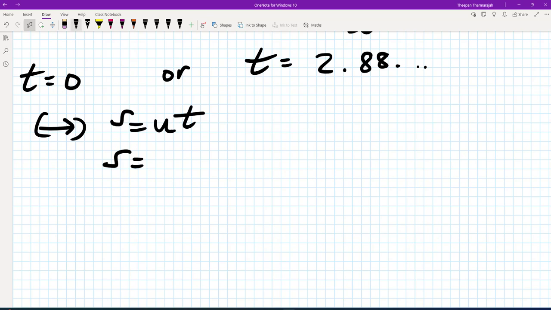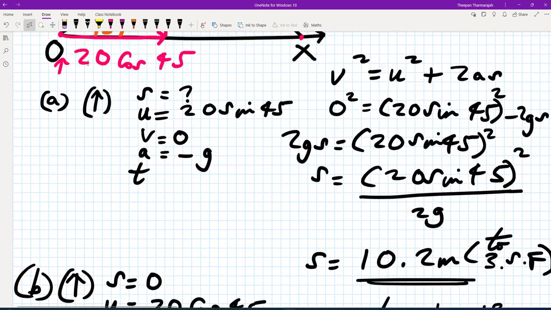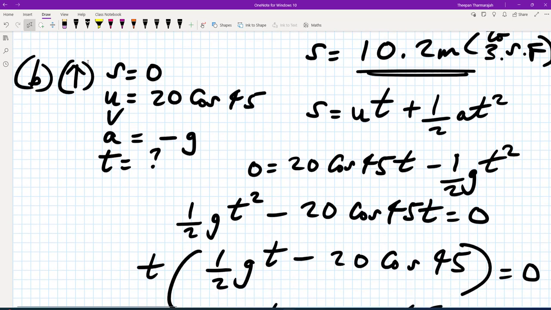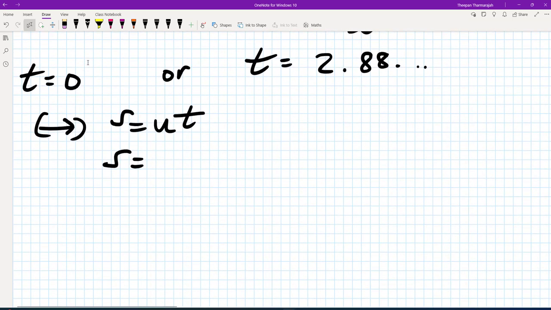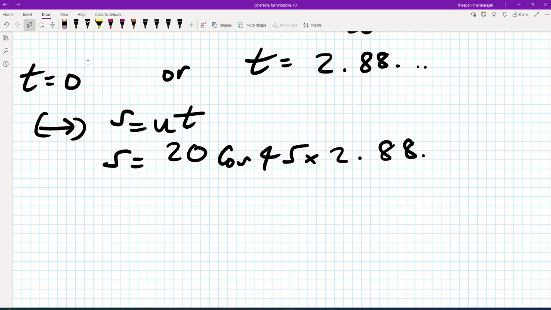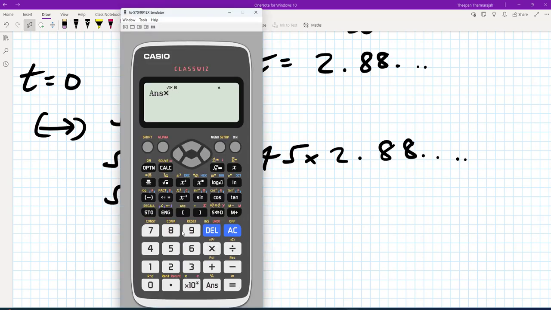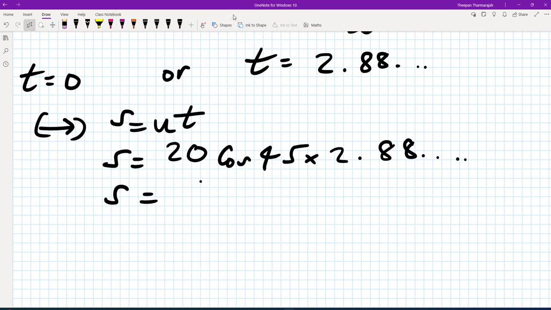It's going to be the horizontal component of the velocity, which is 20 cos 45, times the time we just worked out. So it's going to be 20 cos 45 times 2.88, and so on, the true value of that. And we're going to round that to 3SF. So we could do that times by 20 cos 45, and that will give me the answer I'm looking for, which is going to be 40.8 meters to 3SF.